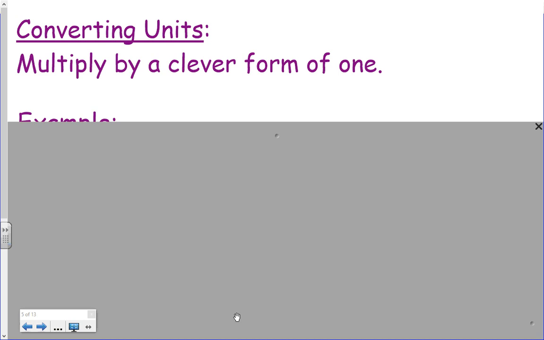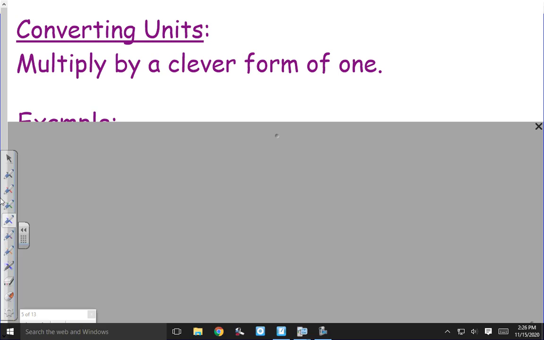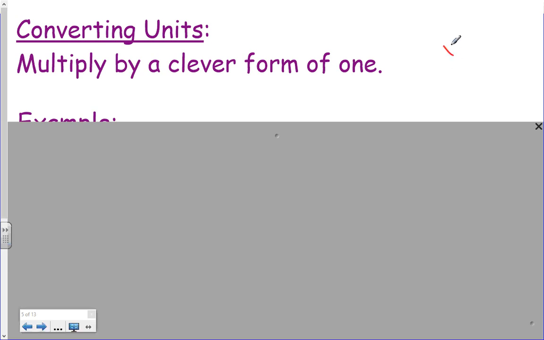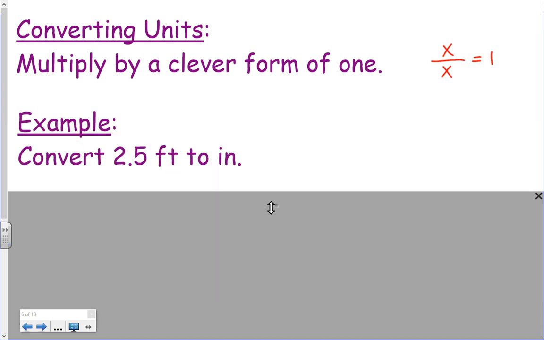A clever form of 1 is a quotient whose numerator and denominator are the same, and thus it's equal to 1. So for example, x divided by x, of course, is equal to 1. So I'm going to multiply by something in that form. The numerator is going to contain something in one unit. The denominator will be something in a different unit, but because those are equivalencies, the ratio is equal to 1. And it allows me to then convert from one unit to another. This is what we do every time we convert between units.